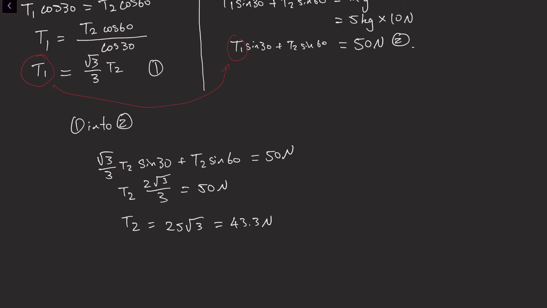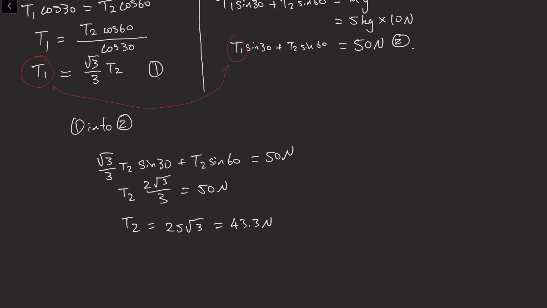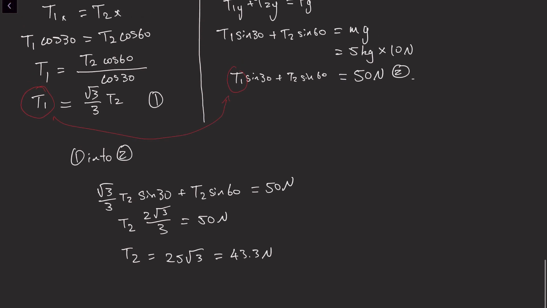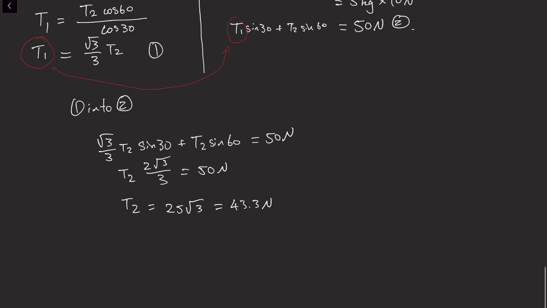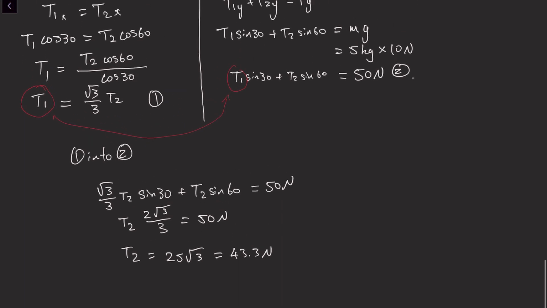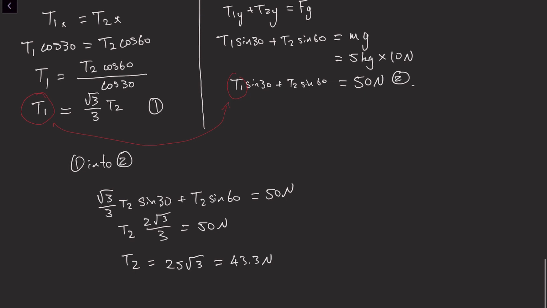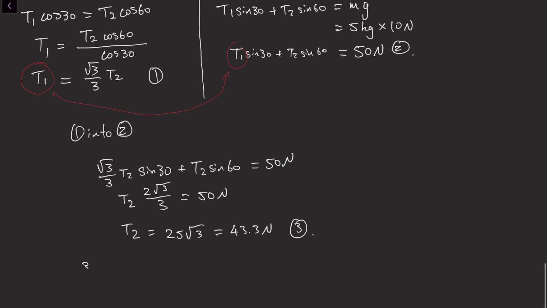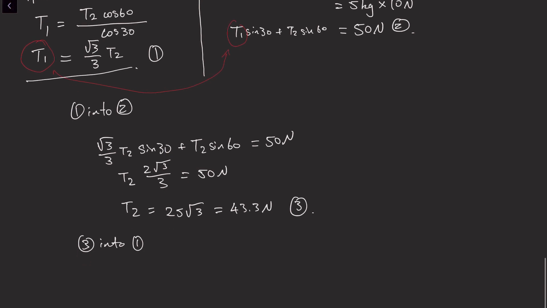Again, use a calculator. If you want to use decimals, you can. This gives you a more precise answer, and sometimes things cancel beautifully. I do recommend that you get comfortable using this value as opposed to reducing everything to decimals. So now we have this value, T2 equals 43.3. So we can put this back into equation 1, which of course is up here. And so let's substitute that in.